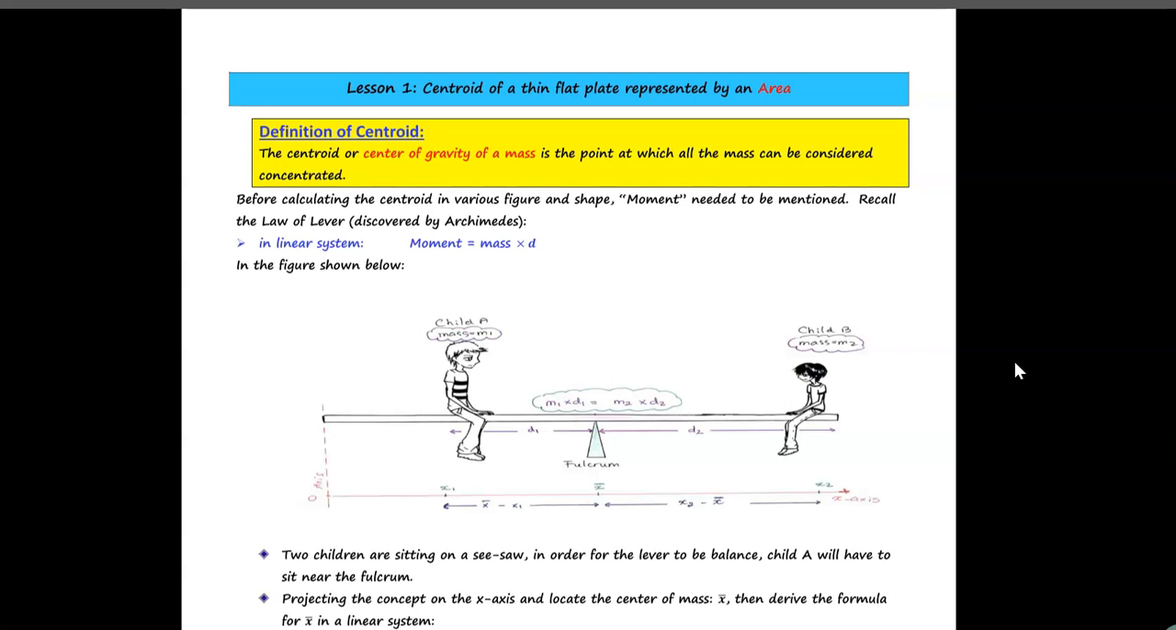Alright, so let's consider this figure. The two children are sitting on a seesaw. In order for the lever to be balanced, child A will have to sit near the fulcrum. So right here is the fulcrum. I will make a point right here to show you that it is a fulcrum.